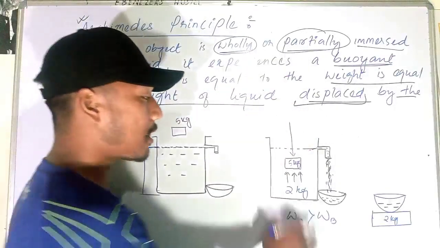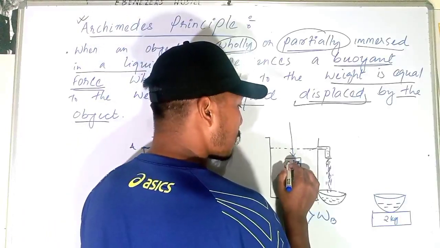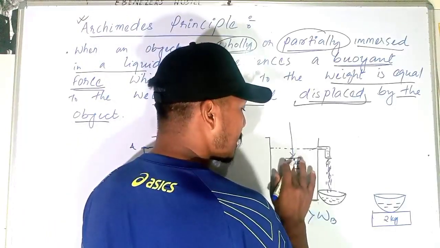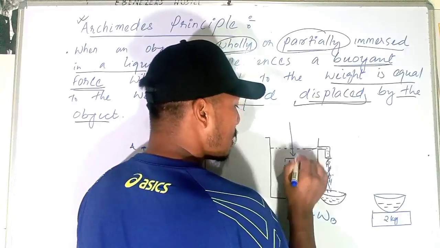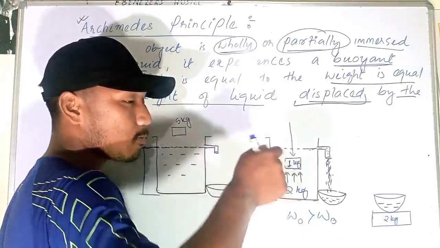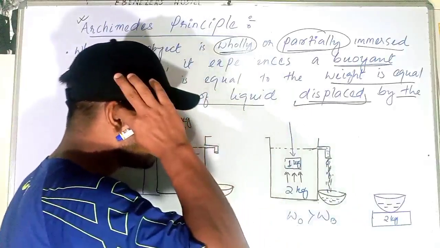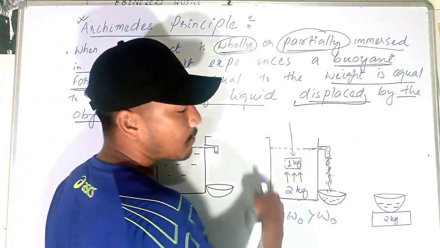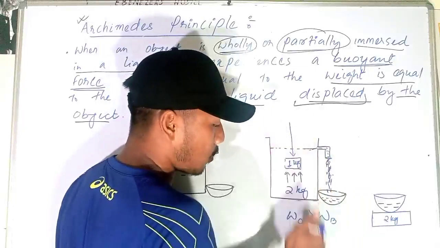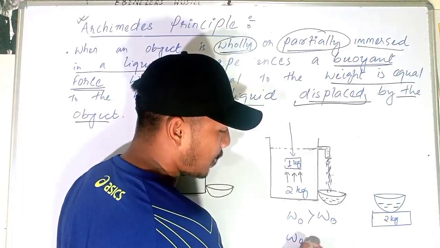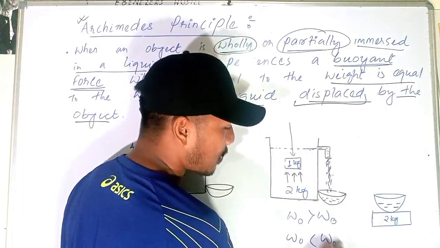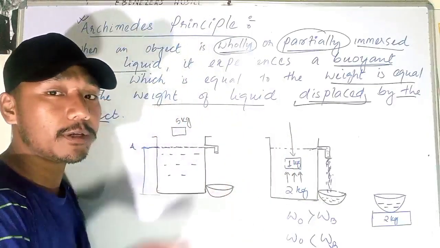The object is going to sink into the waters. But if I say the object is 2 kgs, or you can say 1 kg of water, and the moment I throw the stone, 2 kgs of water have been displaced by this stone. That means the weight of the object is less than the buoyant force. That means the object is going to sink partially.